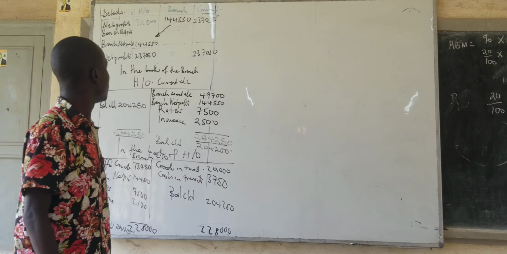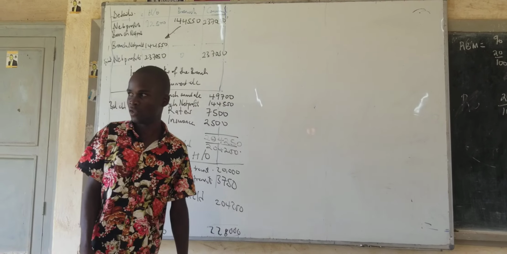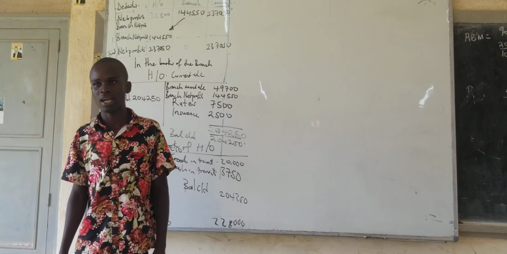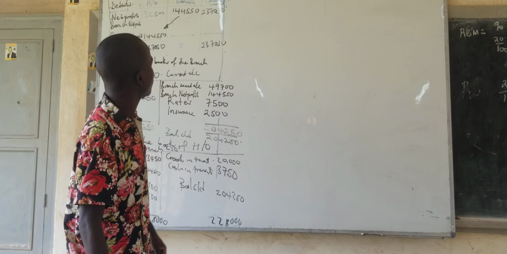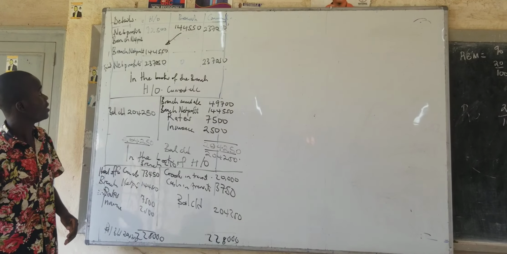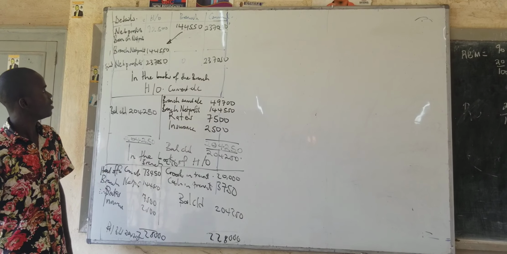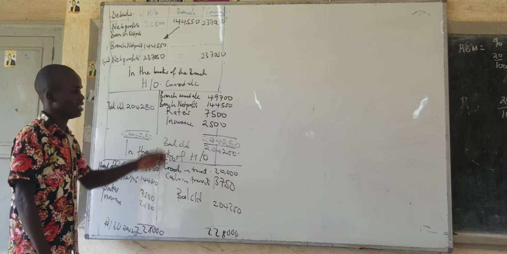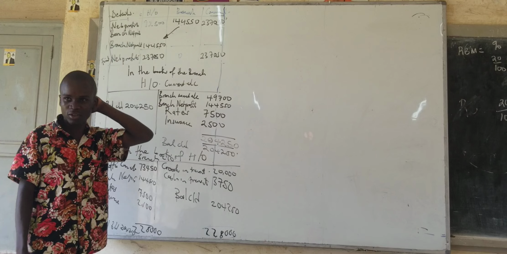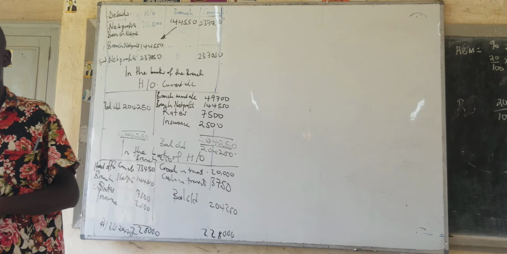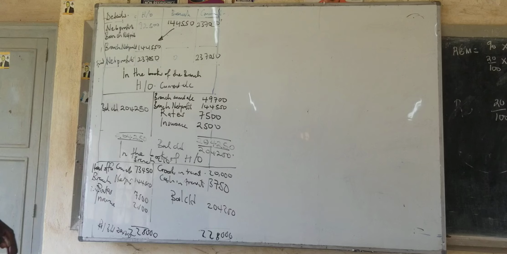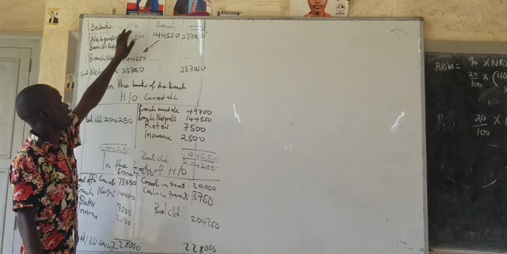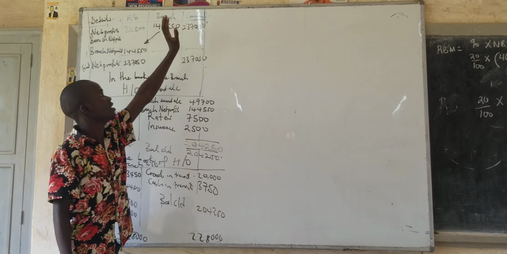Branch accounts. If you didn't watch the previous video, this is the continuation of the question we did about branch accounts. We are doing part B, which asks for the appropriation and the current accounts. The appropriation account is very easy. This is the details: the head office, the branch, and the combined.